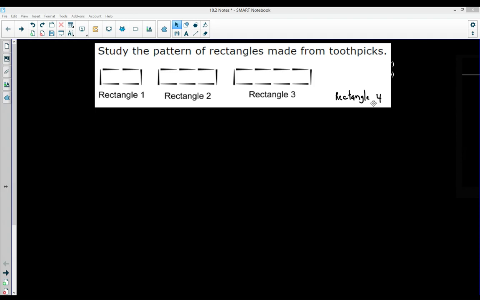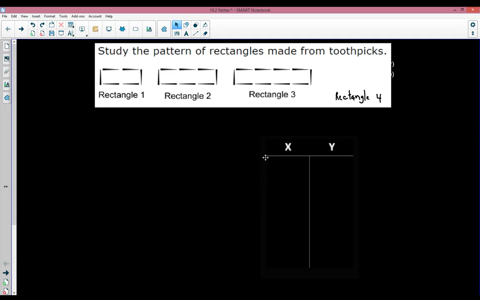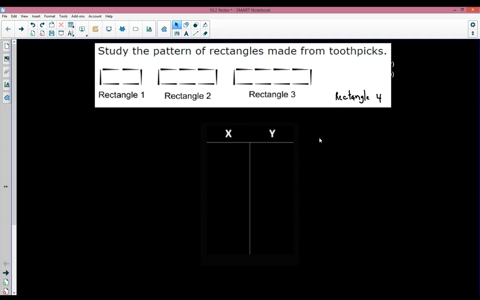So one of the first things that we would suggest you do, and it's going to be your best friend, is making a table of values. Remember, a table of values is our X and Y chart, or fancy for input. X being the input, Y being the output. In this scenario, the rectangle number is our input, and the output is the perimeter, or number of toothpicks.